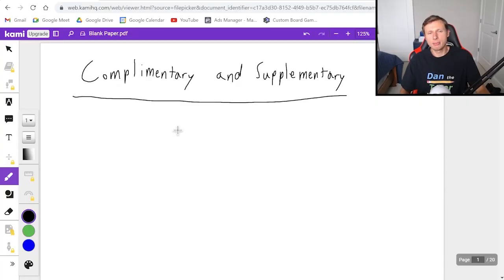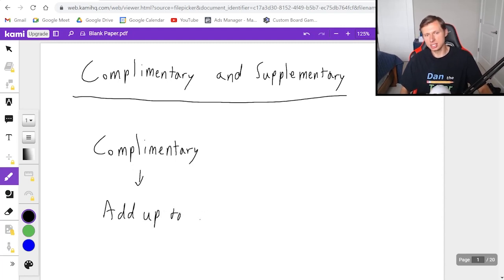Today we're going to be talking about complementary and supplementary angles in geometry. So let's start off with the basic definitions. If two angles are complementary, then that means they add up to 90 degrees. This could be examples like 30 plus 60 gets you 90, or 10 and 80 gets you 90. There's a ton of combinations you can have. That's not a big deal.